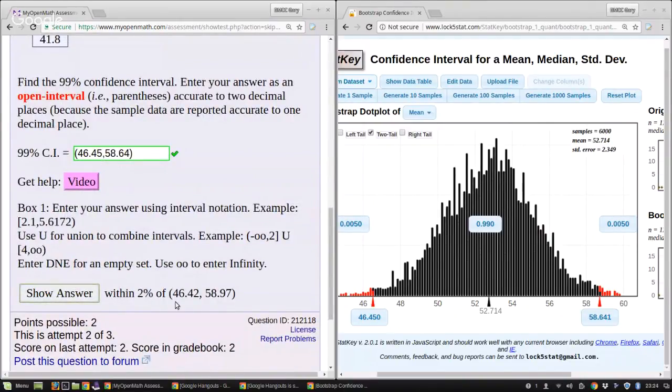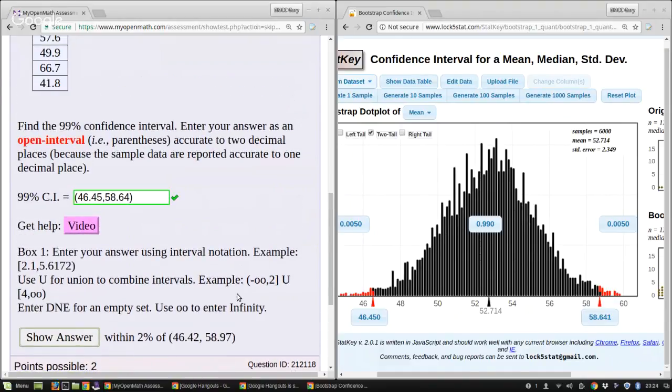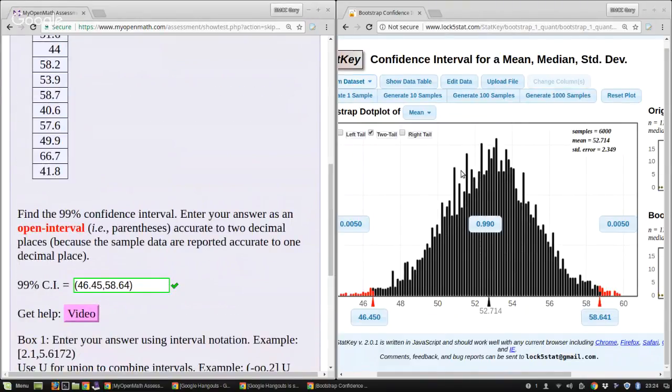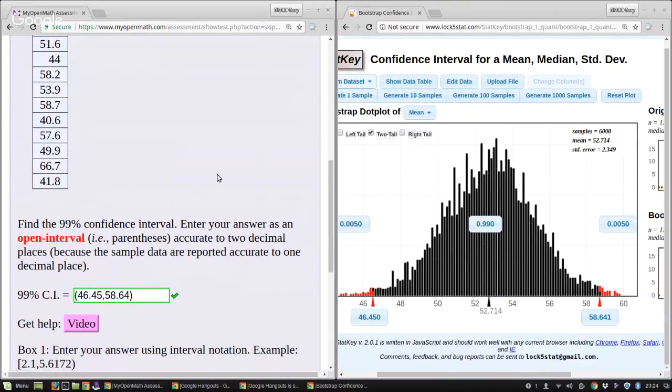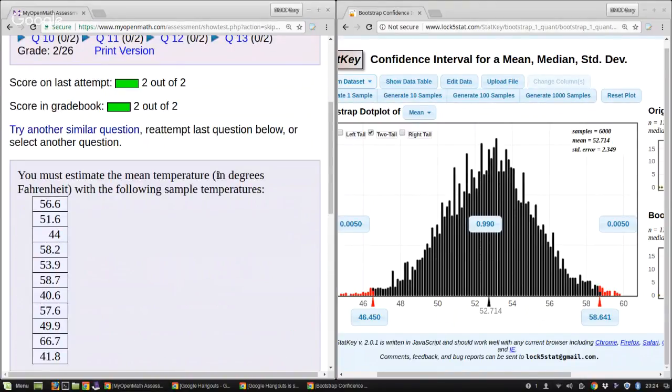So the answer that's calculated might not be exactly what StatKey predicts, because this is based on simulations, but it's going to be within a couple of percentage points of the predicted answer based on the central limit theorem, which we'll get to later in the course. So we're not going to worry about that yet, but StatKey gives us a great tool for simulating a whole bunch of different samples where we only have maybe the ability to take 1 or 2 samples. We can reshuffle that data and get thousands of other samples that help us predict the population.